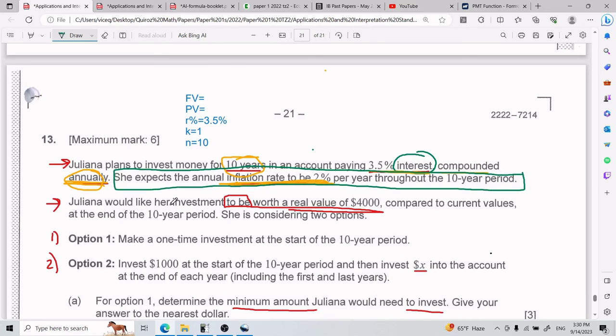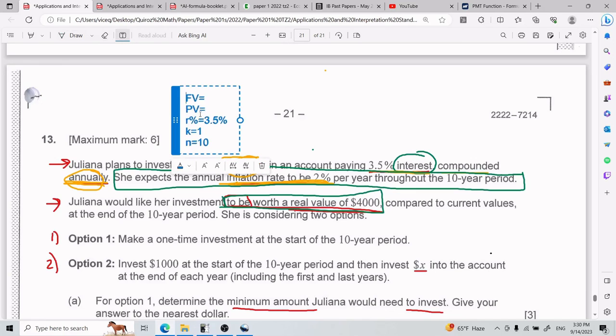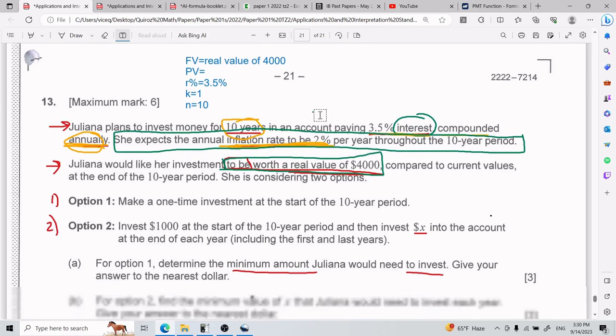They later tell us that Juliana would like her investment to be worth a real value of 4,000. So that is what she would like her investment to be. So FV is going to be a real value of 4,000. I'm going to talk about what real value means as well. Just give me a moment.